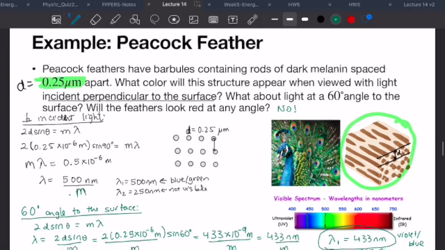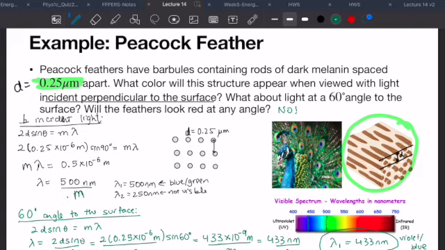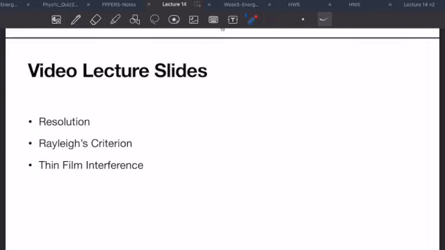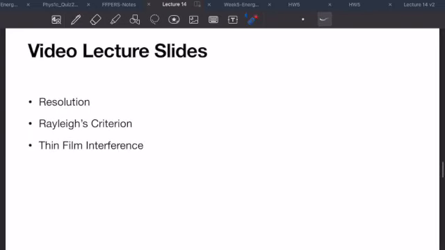All right, so that should wrap up the discussion from lecture. Now let's move on to the material that this video lecture is supposed to address, which is resolution, Rayleigh's criterion, and thin film interference. These are the three last topics you need to finish your homework number 5.